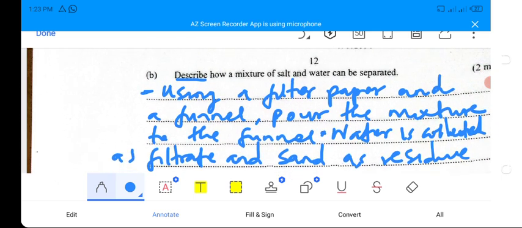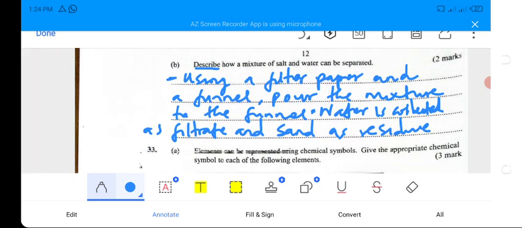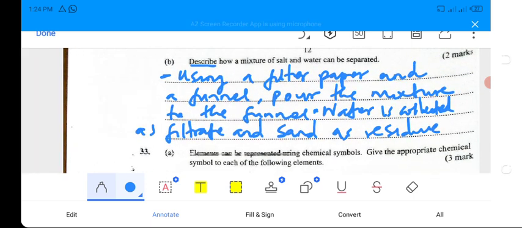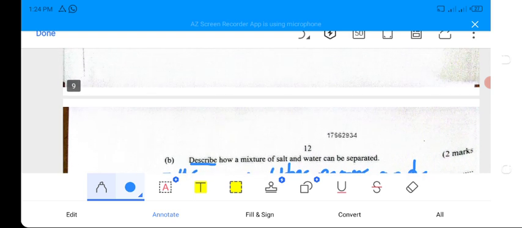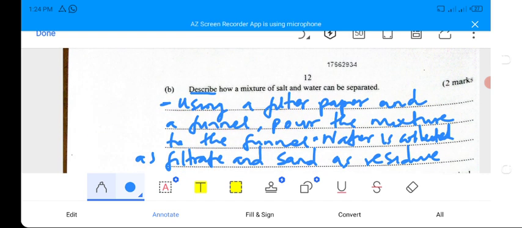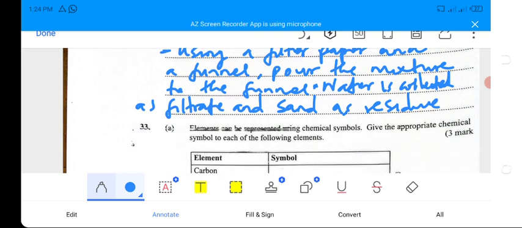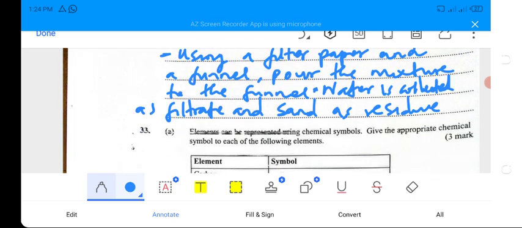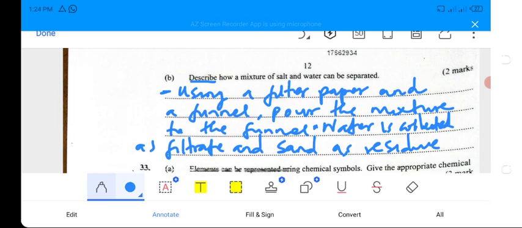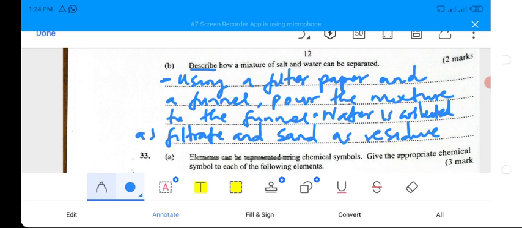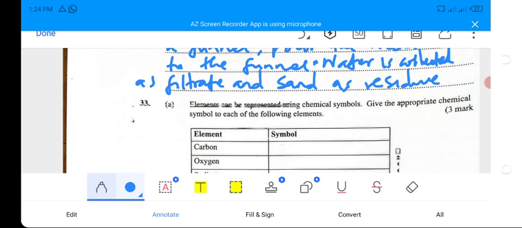Or if you don't want to use filtration, you can use decantation. So that one you can basically say, leave the mixture of sand and water to settle in a beaker. Then after settling, pour water into another beaker slowly, calmly, leaving the sand in the beaker. That is decantation, but what I've described here is filtration. So whichever method would have given you 2 marks. So 1 mark for the first statement, another mark for the second statement.